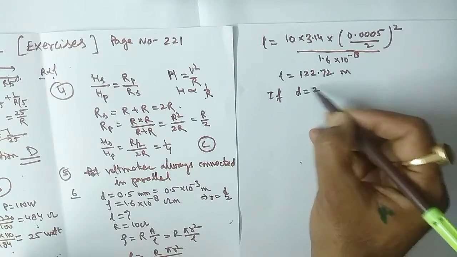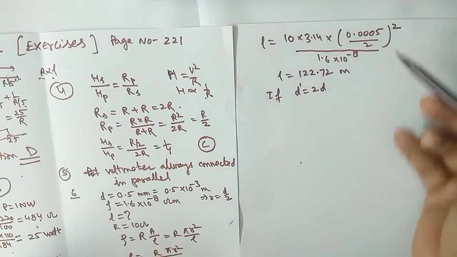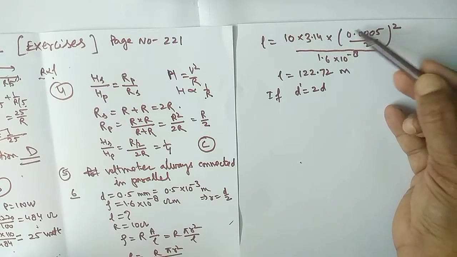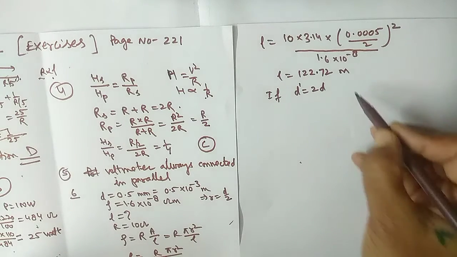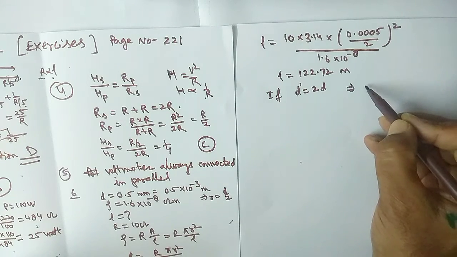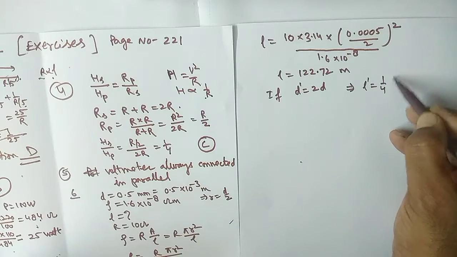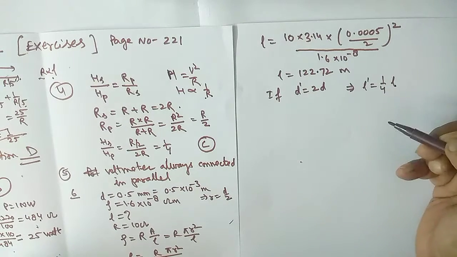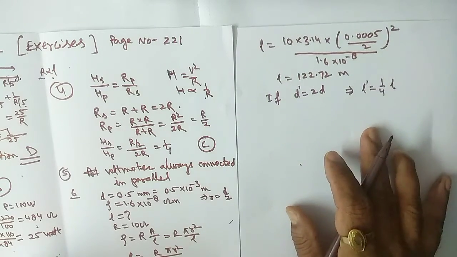the diameter is doubled. Okay, diameter is doubled. So just put the values here. Just make this value double, and you will find the answer by solving. It will be the new length. It will be 1 upon 4 times of the initial length. Okay, 1 upon 4 times. I think it's clear.